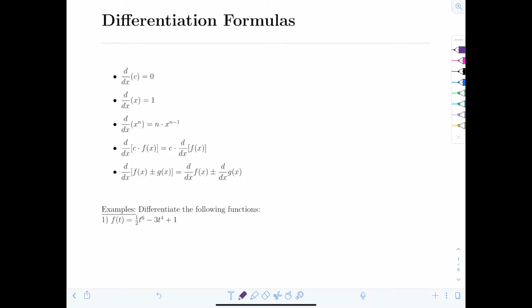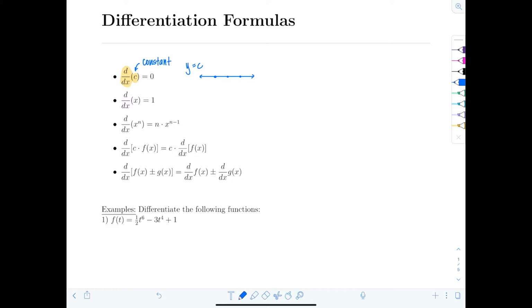So here are some of the first few to get us going. The first one being the derivative with respect to x of some constant c is equal to 0. So c here stands for a constant. And this should make sense because basically you're differentiating y equals c, right? A constant function. And if you were to graph it, it would just be a horizontal line. And we know that the derivative represents the slope of the tangent to the curve at a certain point, and the slope of this line is 0 throughout.